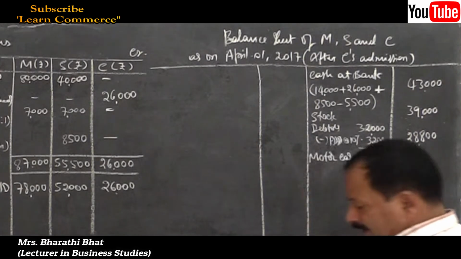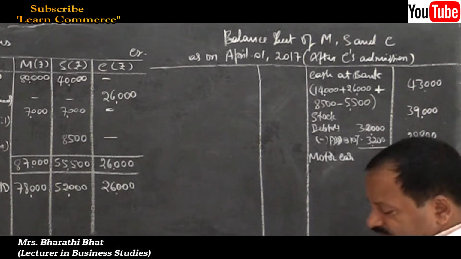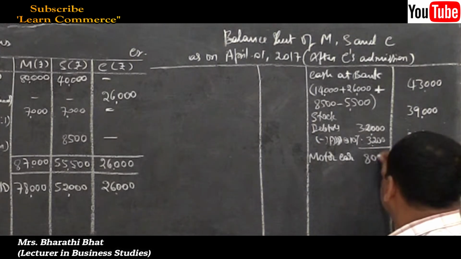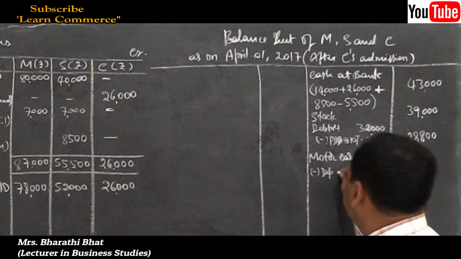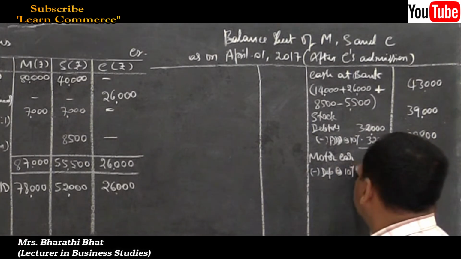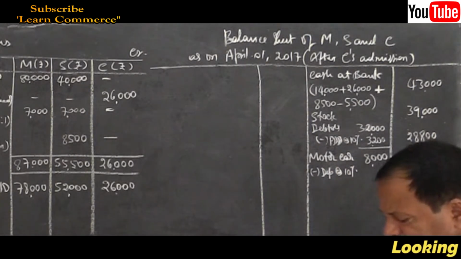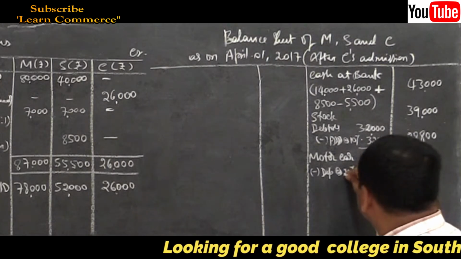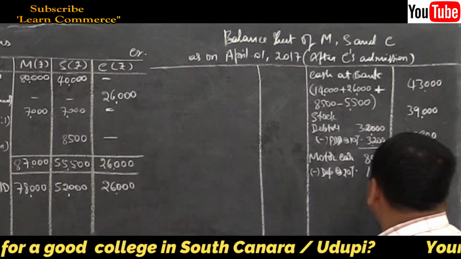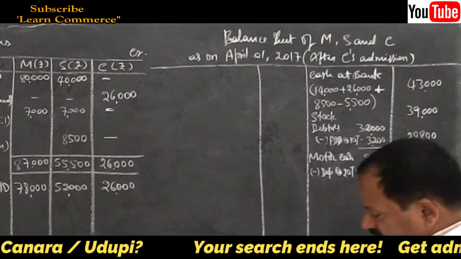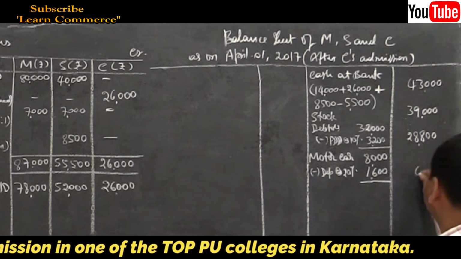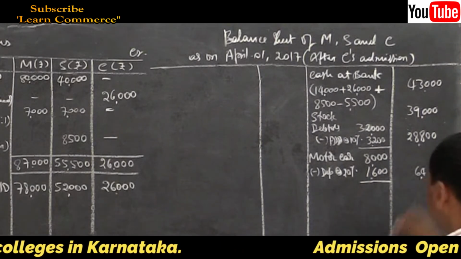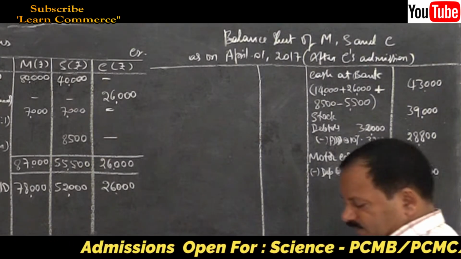Motor car, inner column, there is a depreciation. So 8,000 minus depreciation at the rate of 10%. Is it 10% or 20%? 20%, yes. So 1,600. Deduct it. Write the amount, 6,400. Then machinery.